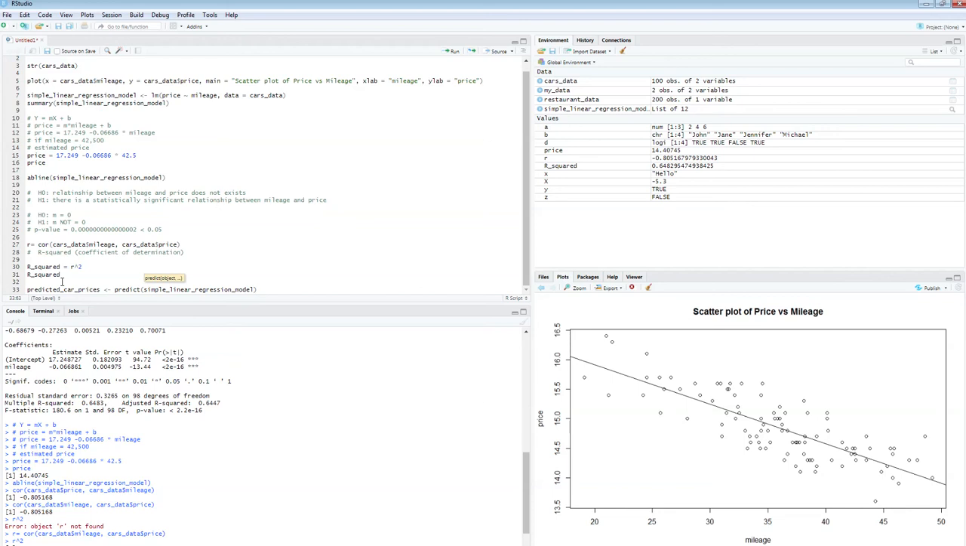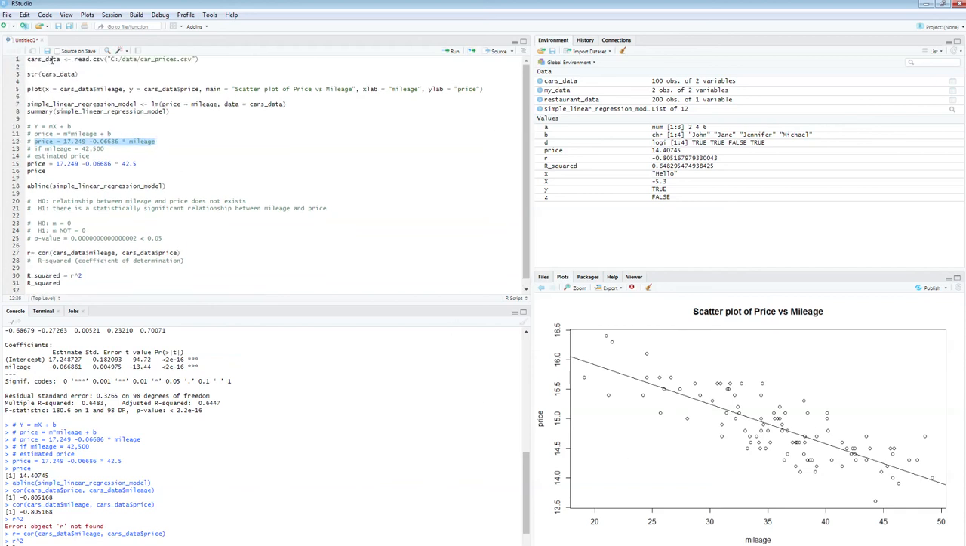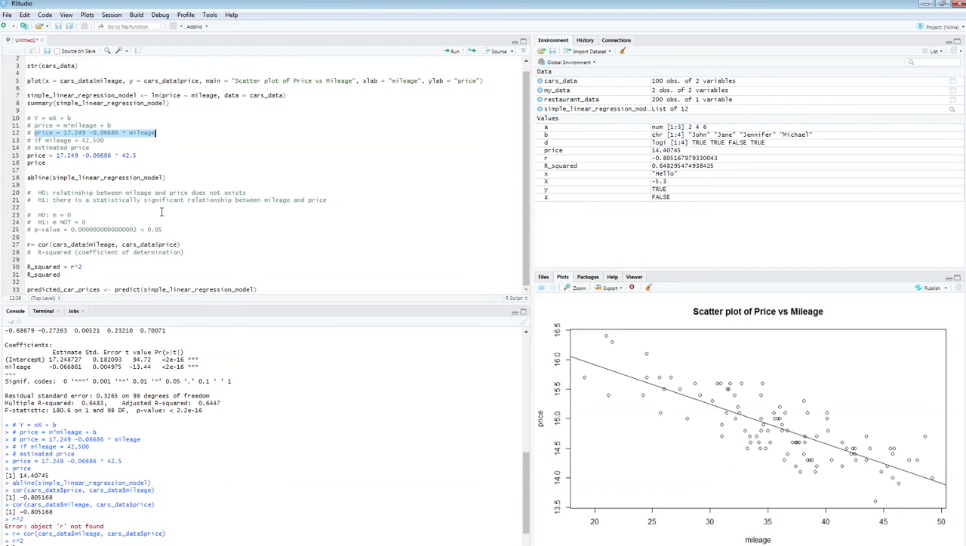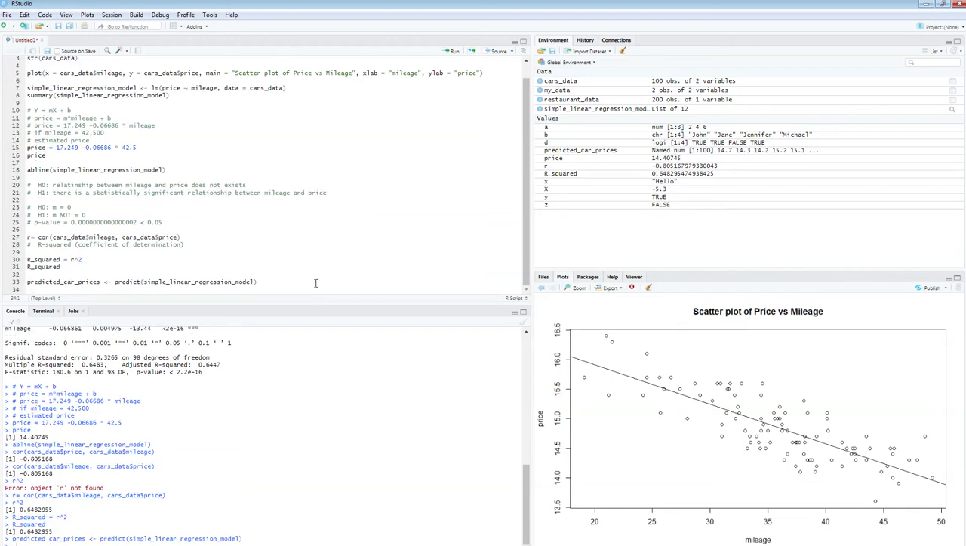Because what it will do is it will take my linear regression, this one right here, and use exactly the same data set, cars data, and it will extract all the mileages for all 100 cars, plug that into the equation, and it will give me 100 predicted numbers, right? So let me go ahead and do that. If I run this line right now, that's it pretty much. There is no output.